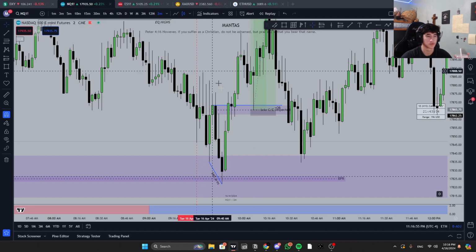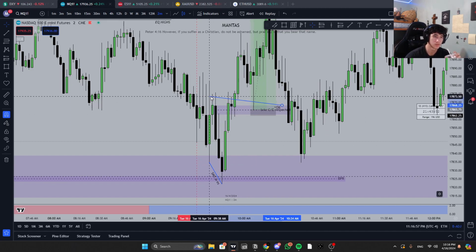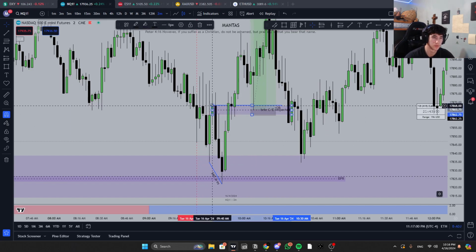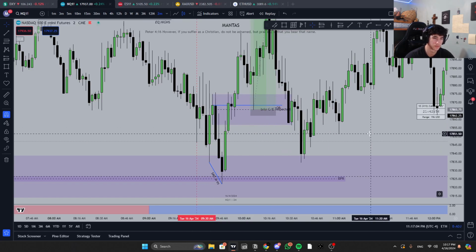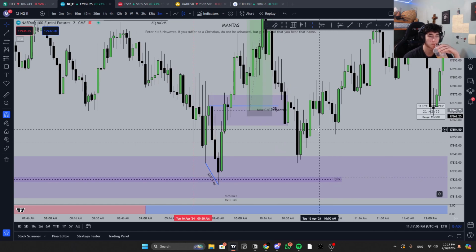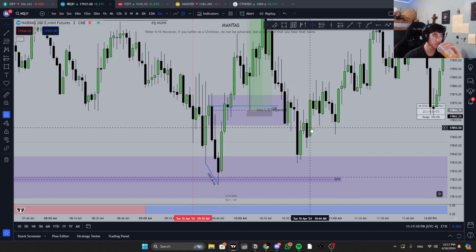And I just want to see a retrace into discount. Sometimes I mark it from wick to wick, but I usually mark it like this, which doesn't really make a difference if I'm being honest. Yeah, that makes sense.